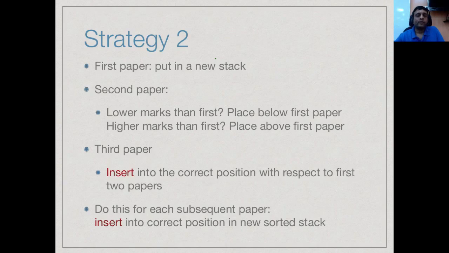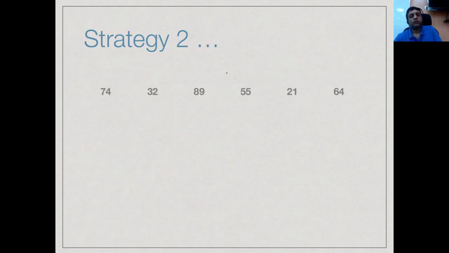And now you take the third paper and you see where it fits with respect to the first two. Either it goes all the way to the bottom, or it goes between the two, or it goes all the way on top. So in this way, at each point you pick up the topmost paper in the unsorted stack and you insert it into its correct position in the sorted stack that you are building up. So let's see how this would work.